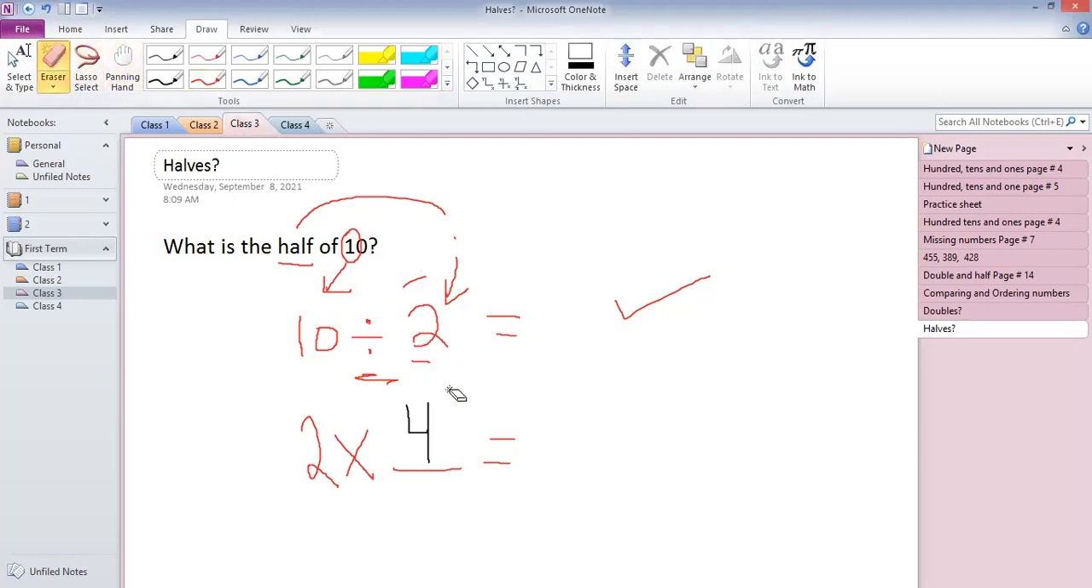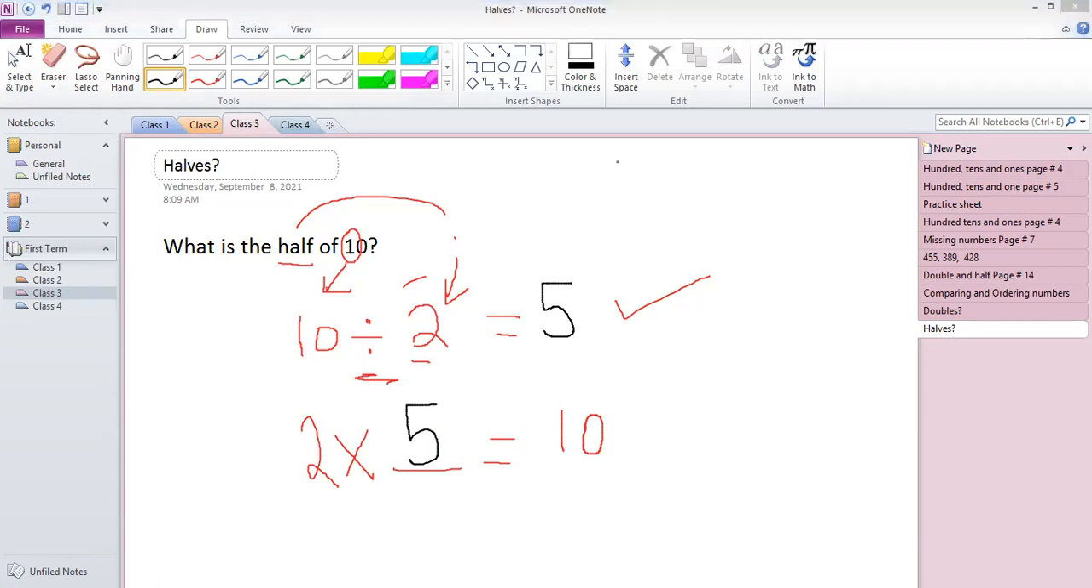2 multiplied by 1 is 2, 2 multiplied by 2 is 4, 2 multiplied by 3 is 6, 2 multiplied by 4 is 8, and 2 multiplied by what will give you 10? That is 5. 2 multiplied by 5 equals 10. That means 10 divided by 2 equals 5. So the half of 10 is 5. Very good, Ahmad, Muhammad, Yusuf, and Muhammad.